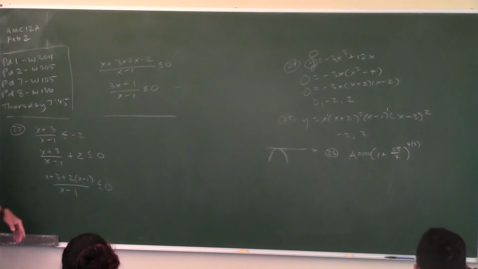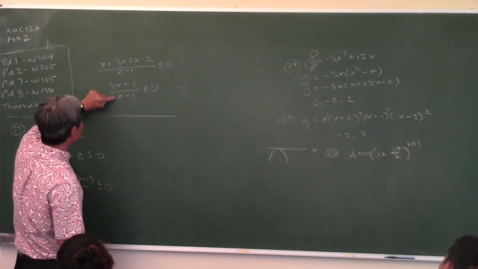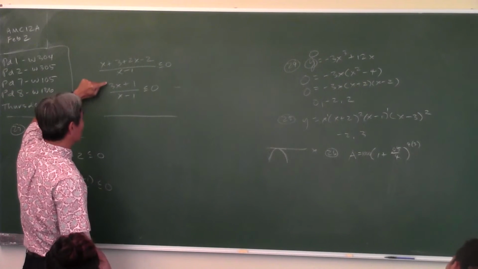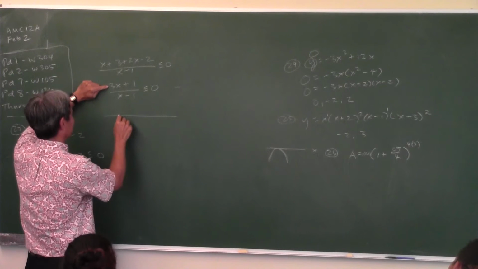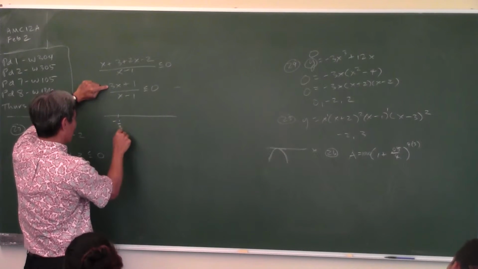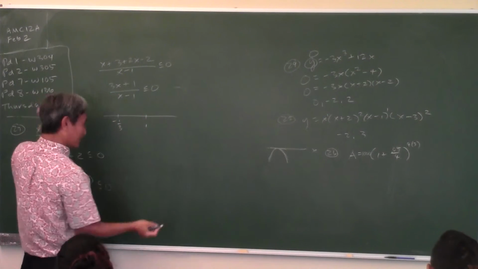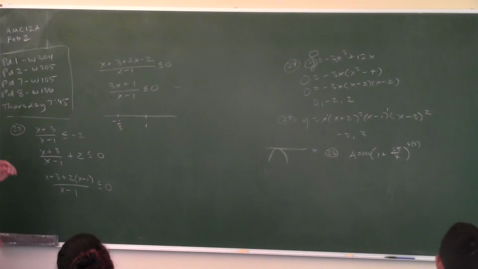It's automatic already. What goes on the number line? Things that make either the top or the bottom 0. What makes the top 0? What makes the bottom 0? That's what you put on the number line.